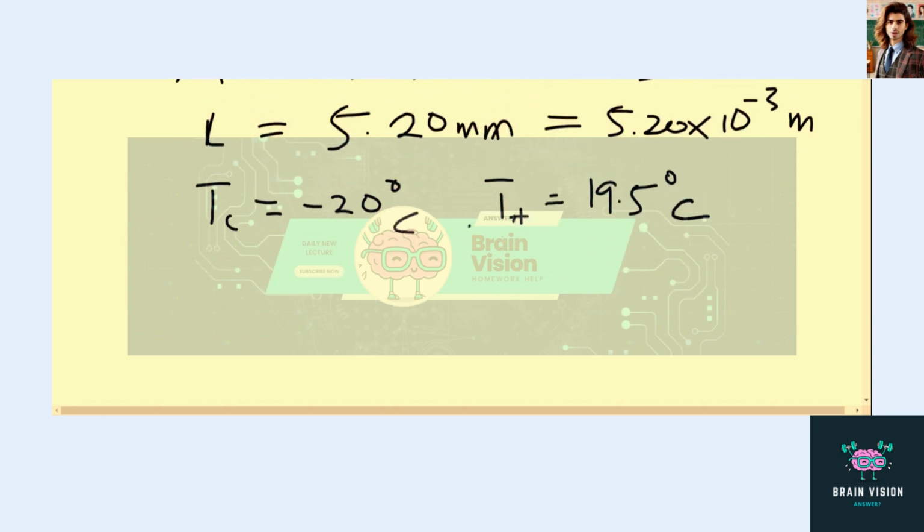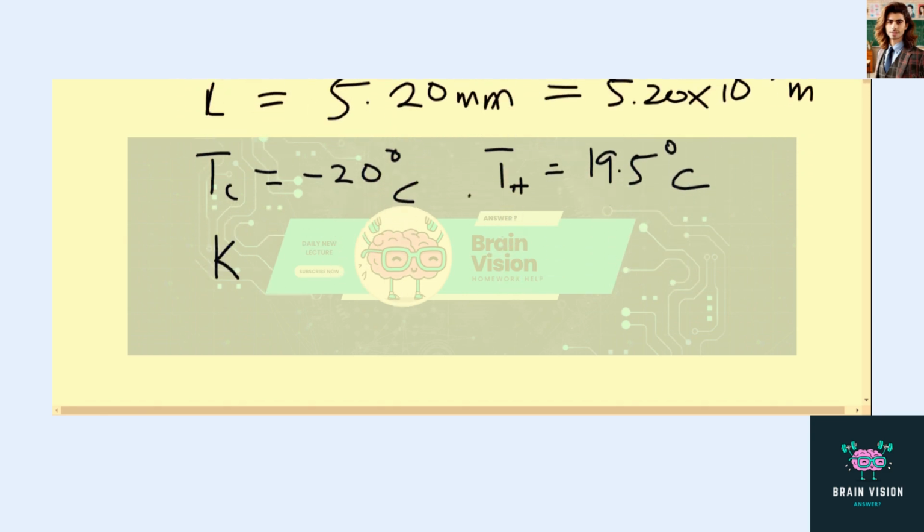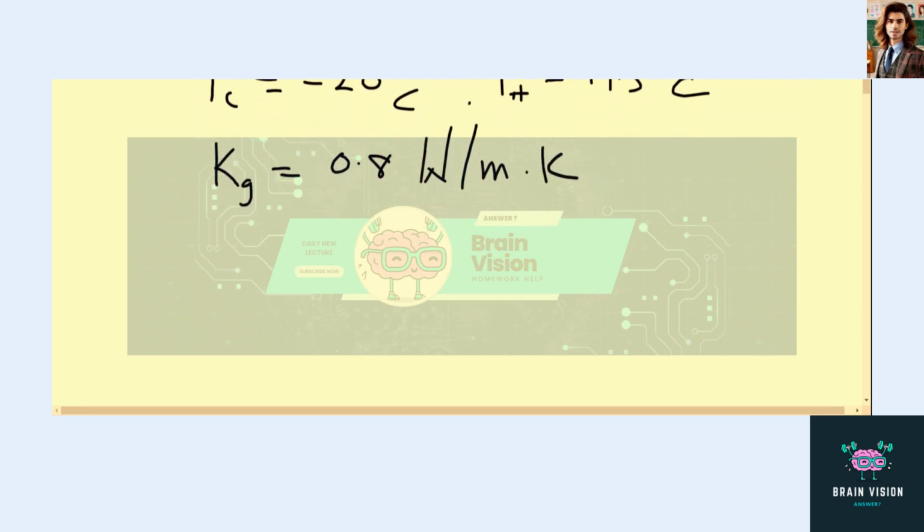The thermal conductivity for glass is given as 0.8 watts per meter per Kelvin. We shouldn't be confused about picking up some of these values, because these are constants that we can get from textbooks or reference from the internet.